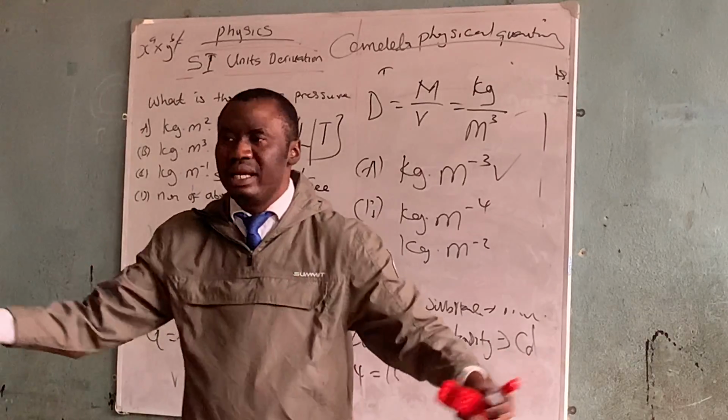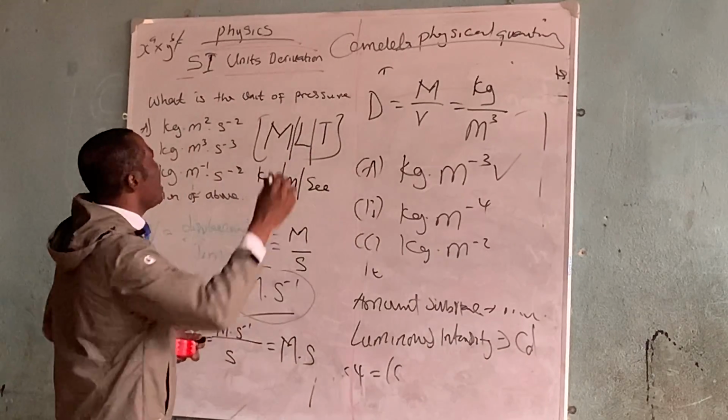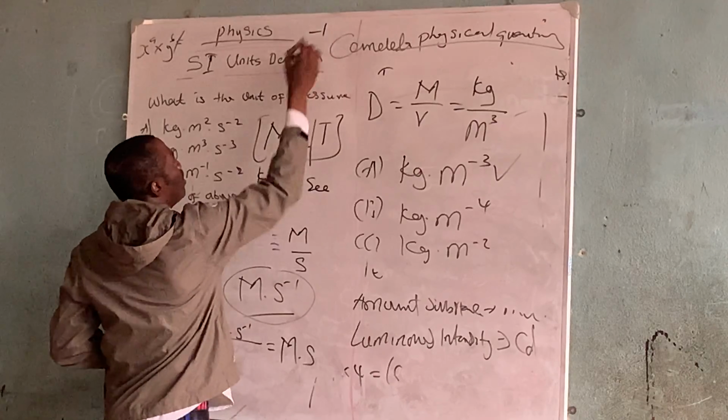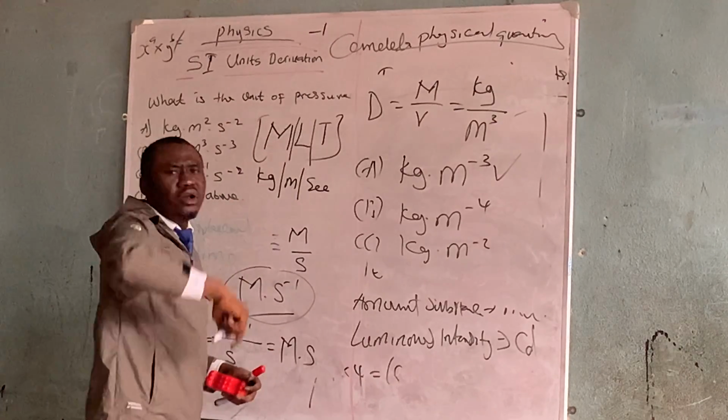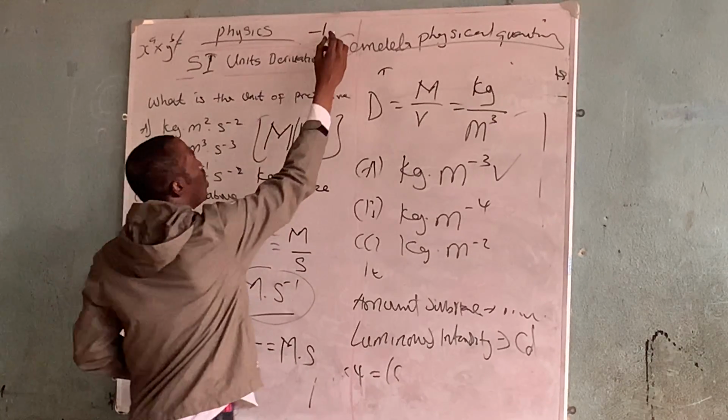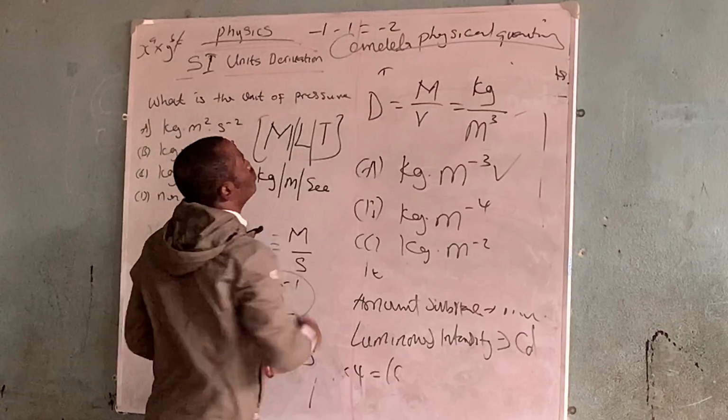Let's move on to the normal plane. I am owing 1 level. I went to borrow another 1 level. You follow it? So minus 1 minus 1 is minus 2.